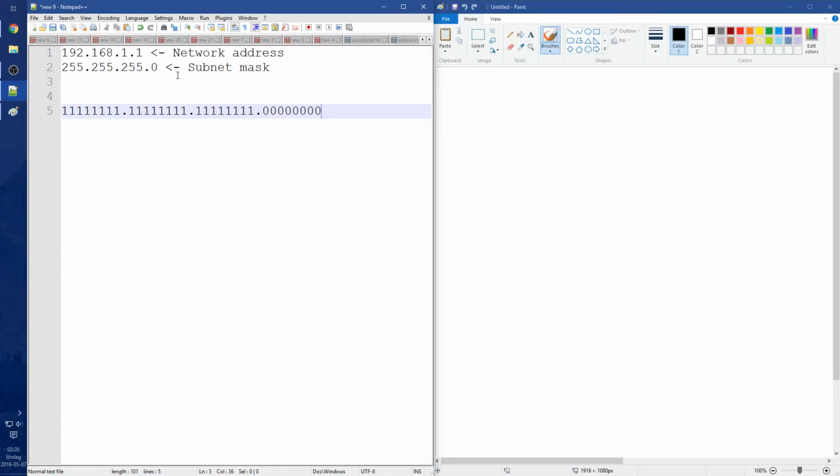Because the actual delivery inside a network isn't actually IP address to IP address. It's MAC address to MAC address. But that's a completely different story.